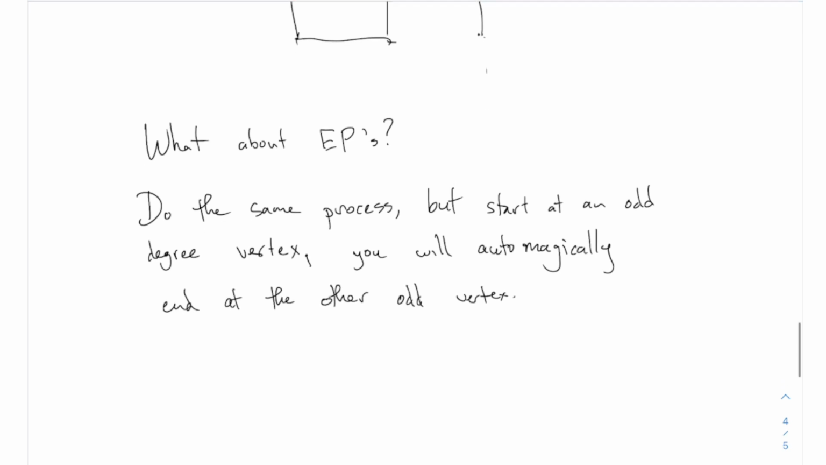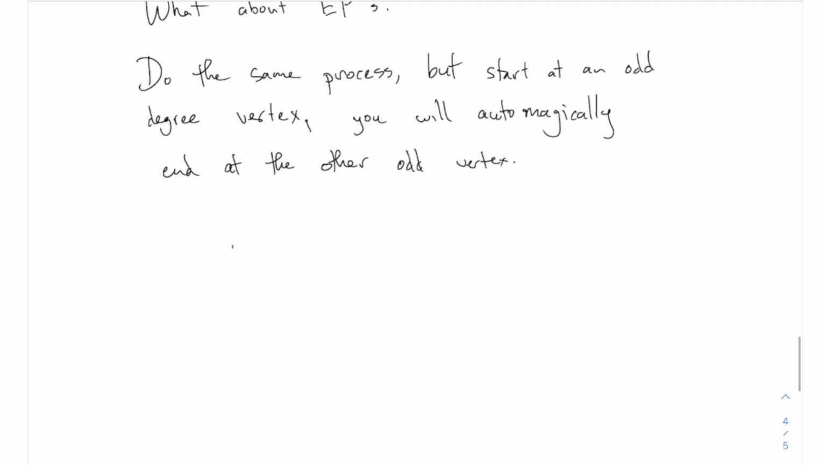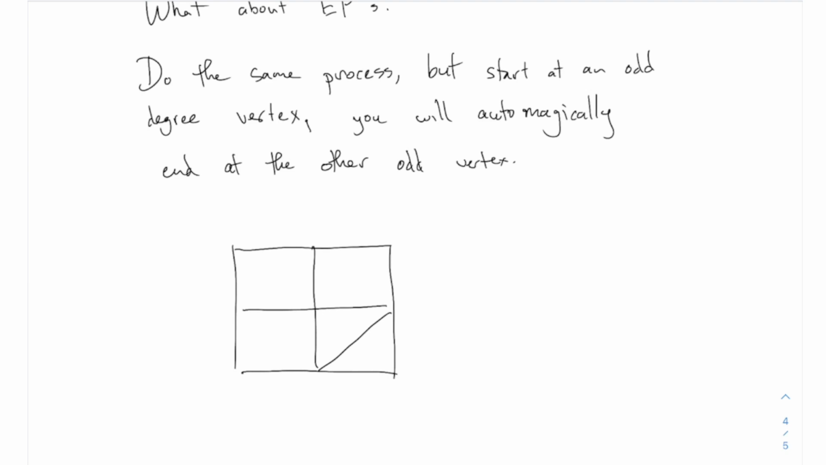All right, let's try one like that, and then I got one for you all. How about this? So this one has an Euler path. Let's try to draw it. Draw an Euler path. All right. You have to start at one of the odds and end up at the other odd.